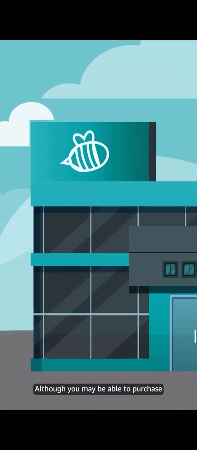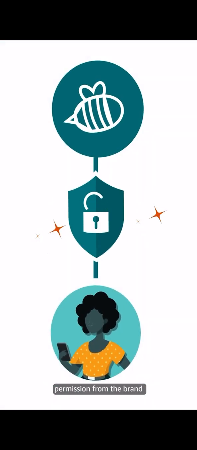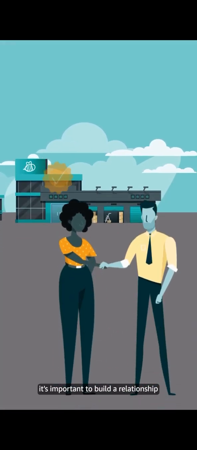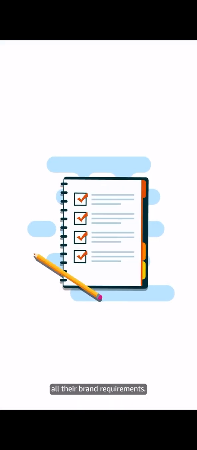Next, try to build relationships directly with the brands you work with. Although you may be able to purchase from a trustworthy supplier, you may still be required to get permission from the brand to sell certain products of theirs in the Amazon store. Because of this, it's important to build a relationship with brands to ensure you meet all their brand requirements.